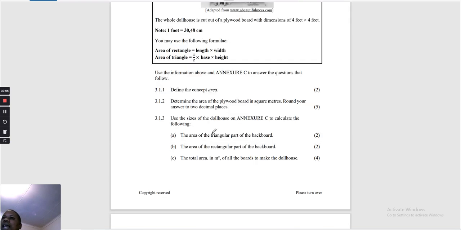Okay, first question, define the concept area, and they're not saying in this context, so you have to give a general definition of an area. Area is the total space inside an object.